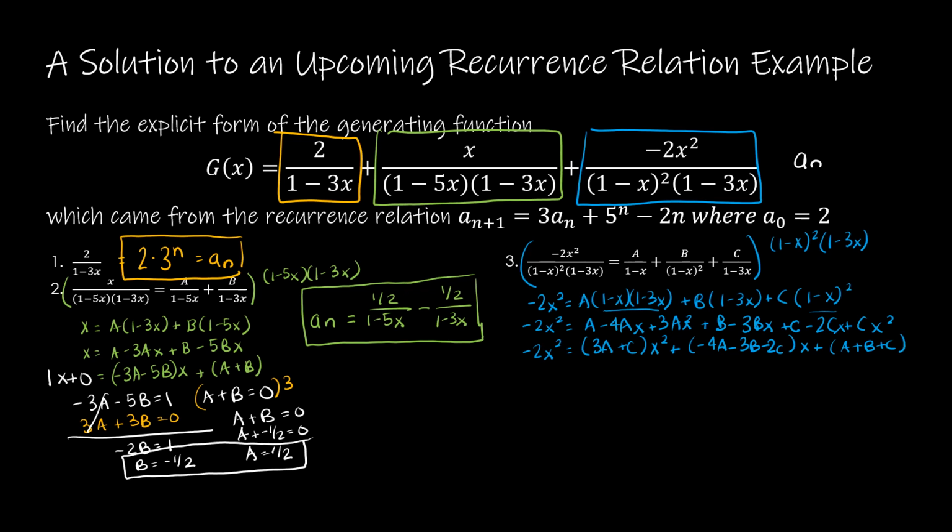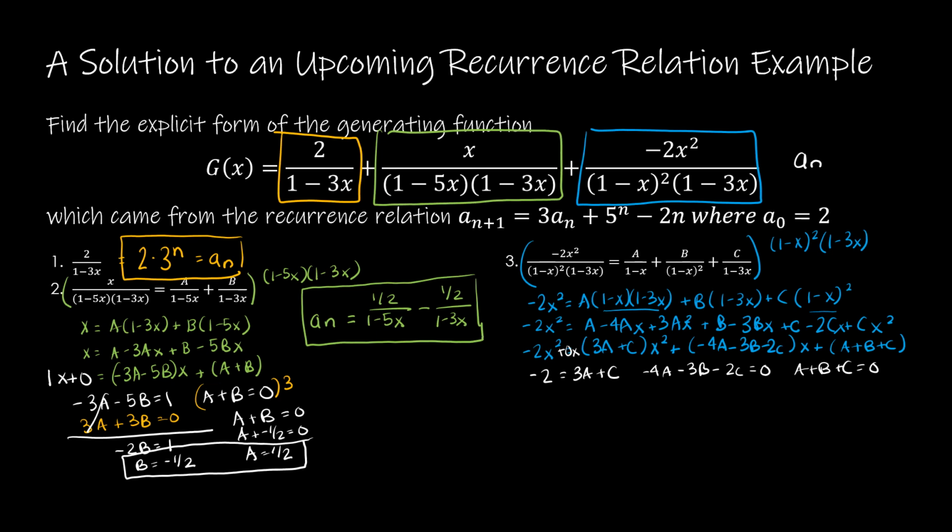So what is my system of equations? I would have negative 2 is equal to 3a plus c. I would have negative 4a minus 3b minus 2c is equal to 0, since there was plus 0x over here. And I would have a plus b plus c equals 0, again because it was plus 0 on the left-hand side. Now, do whichever method that you like best in order to solve this system of three equations.